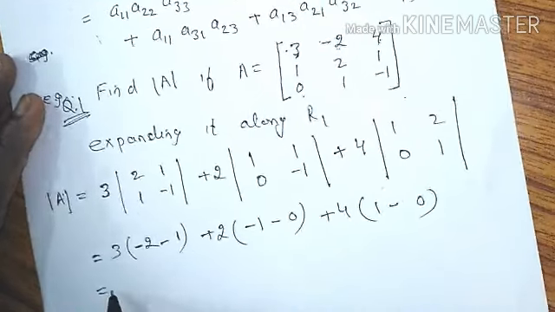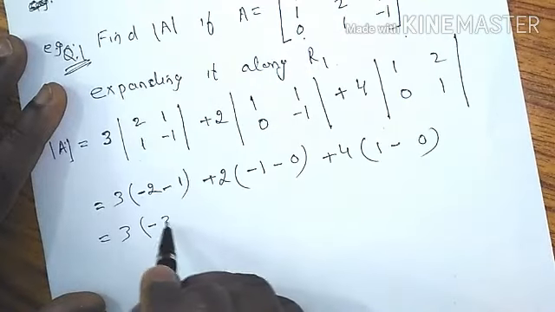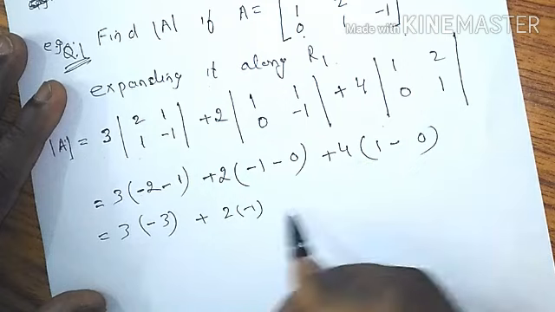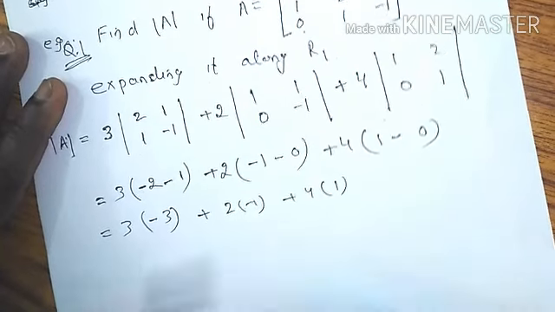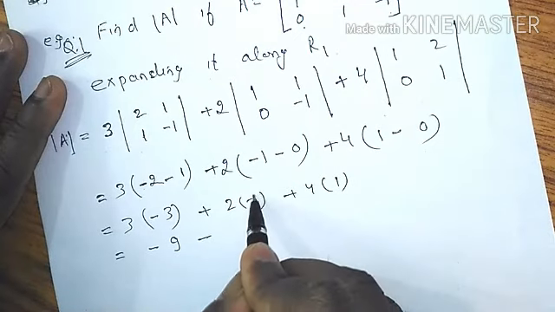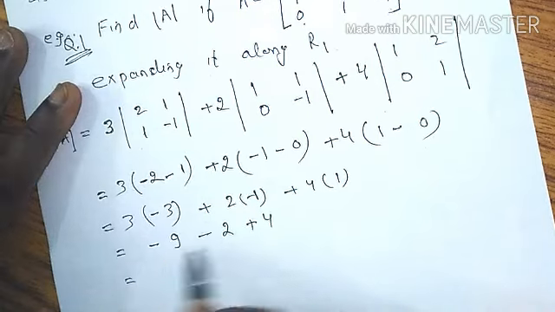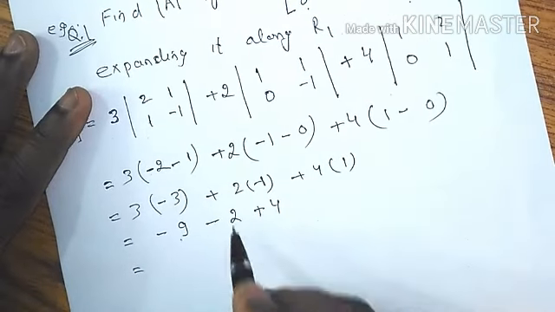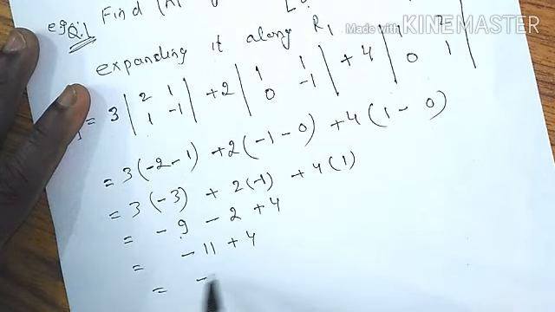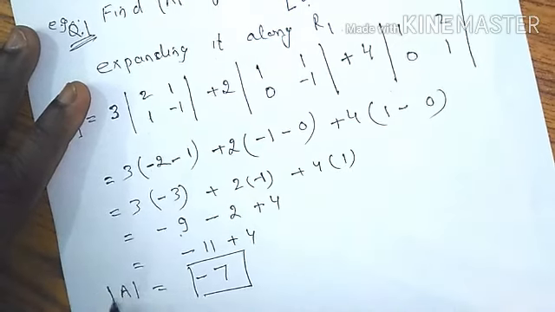Now you know how to simplify it. So 3 remains as it is. Minus 2 and minus 1 become minus 3. Plus 2 into minus 1. This 4 into 1 minus 0 is 1. So 3 into minus 3 is minus 9. And this is 2 into minus 1 is minus 2 and this becomes 4. So minus 2 and minus 9 and minus 2 becomes minus 11 plus 4 and this becomes minus 7. So minus 7 is the determinant of A.